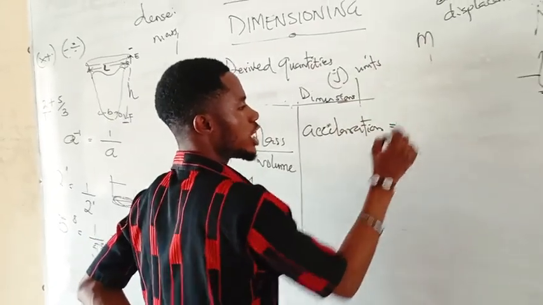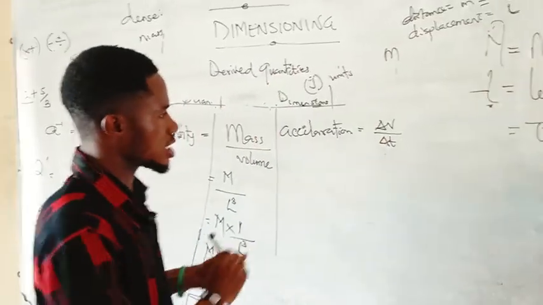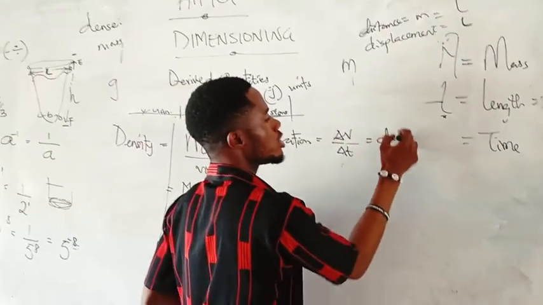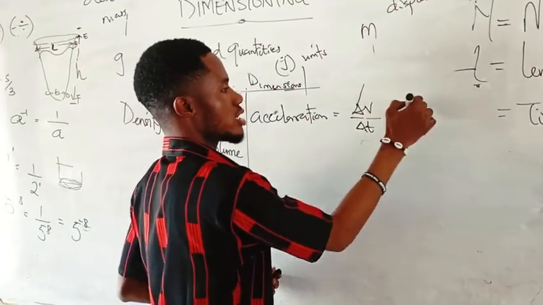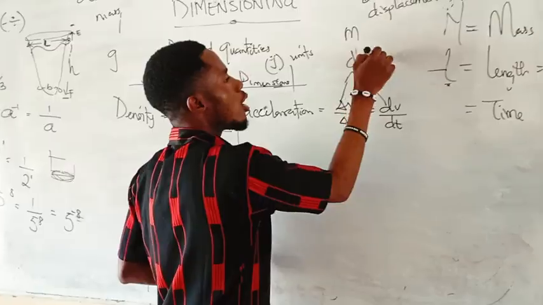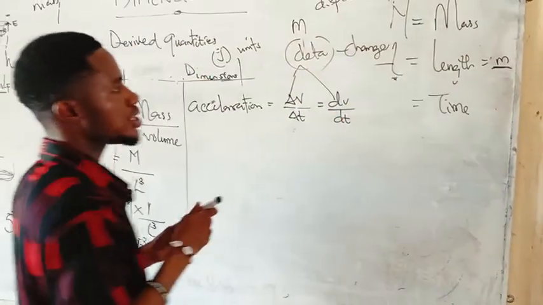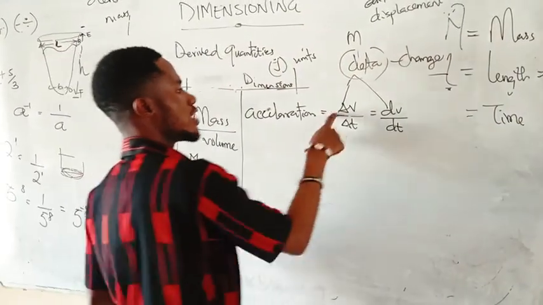Acceleration is what? Change in velocity all over change in time. Now look up, this is a symbol for change. Your textbook can also write dv all over what? dt. It's still the same thing. So that means this thing simply means what? Delta. Which means what? Change. It means change. So I can say change in velocity.